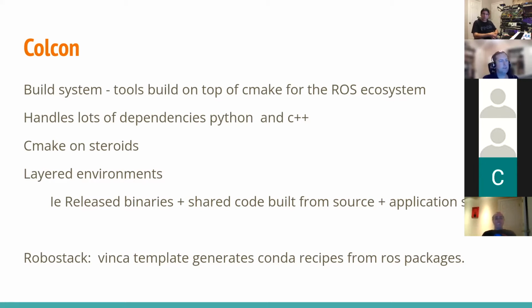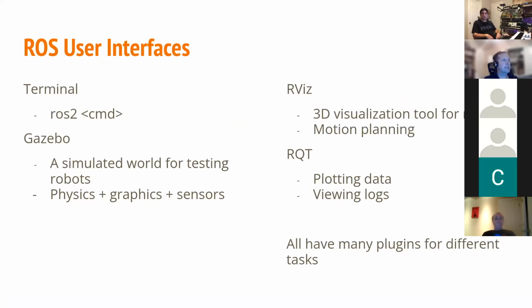So kind of a neat match there, but a lot of the ROS community is used to these layered environments where you source your environment and go through this installation process. Okay, moving on. A lot of things are done through the terminal. We've got Gazebo, and this is for simulating your real world environments. You've got physics, graphics, sensors. We've got RViz, which is for 3D visualization, and you've got tools for robot and motion planning. There's RQT, which is for plotting data and viewing logs, and each of these has plugins.